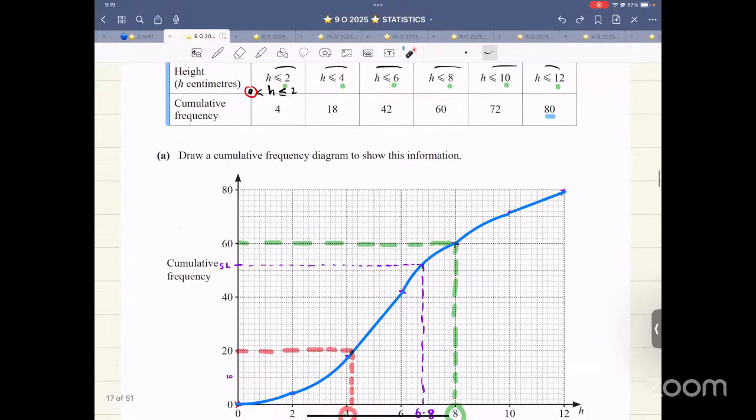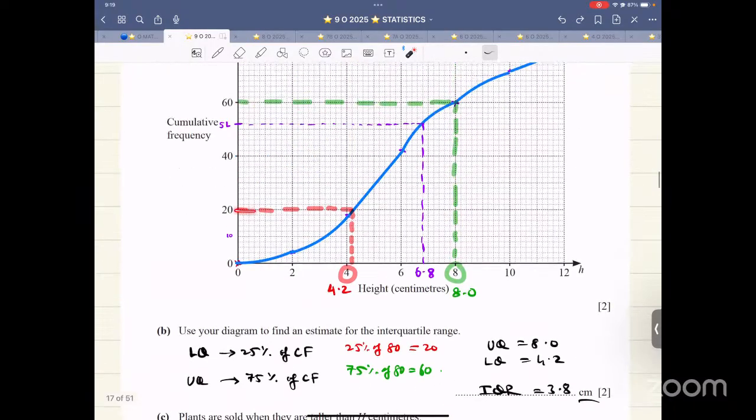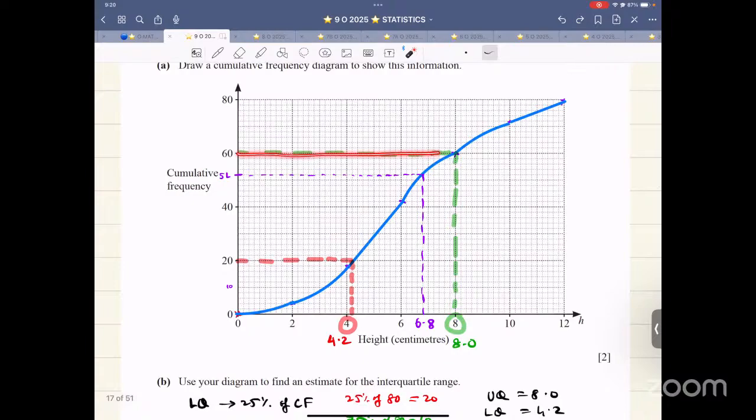So now 25% of 80 is 20. Go to 20, touch the graph, read off the value. That's the lower quartile. 75% of 80 is 60. Touch the graph, read off the value. And that is the upper quartile. And hence the difference between the two is the interquartile range. Got the idea?